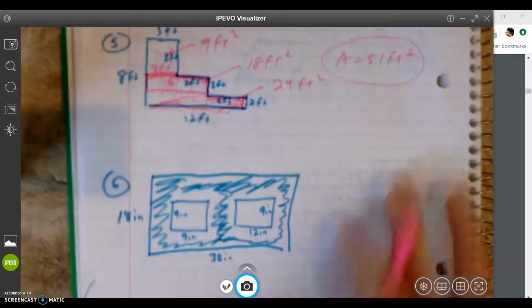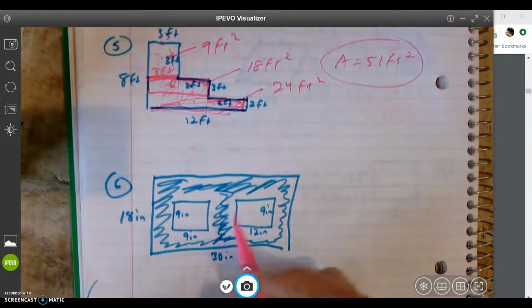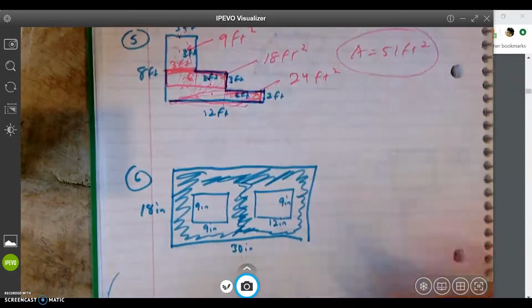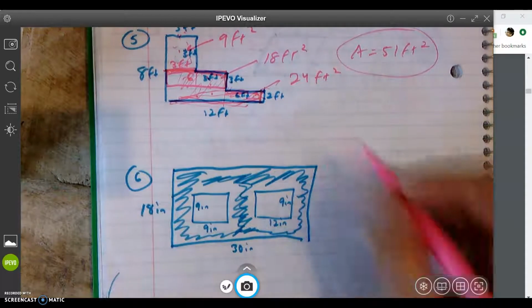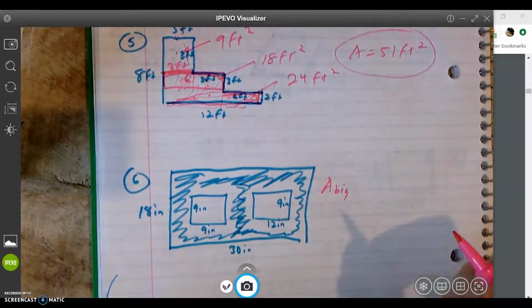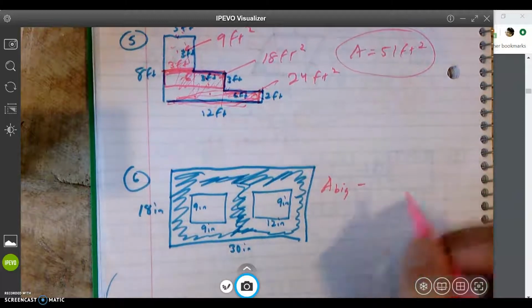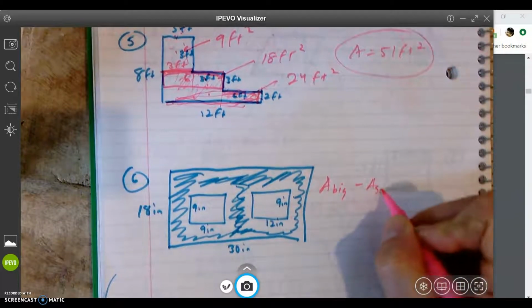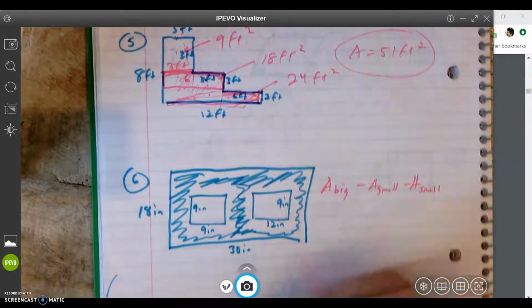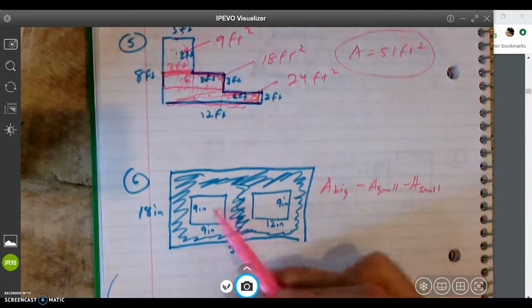Easy. Oh, number 6. This one is very similar to the first one we just did up here. See if you can knock it out. See if you can do it yourself. Go. So this is the area of the big. Unpause if you already got it. And then just keep watching. See if you got it. Minus the area of the small. Minus the other area of the small. Because I got 2 areas I need to take out.